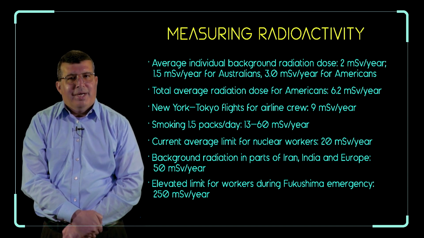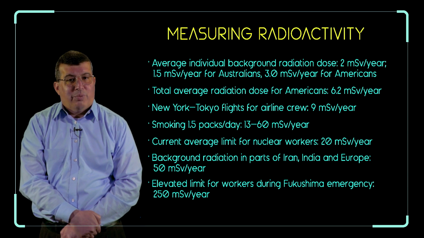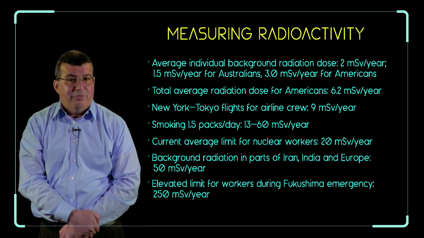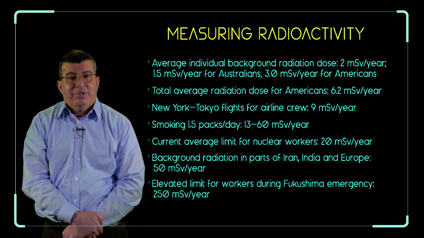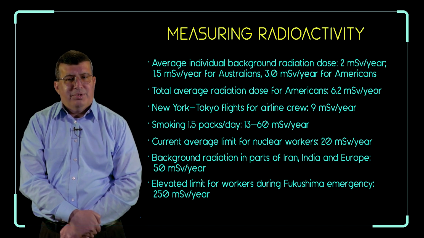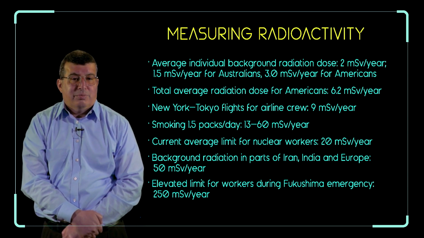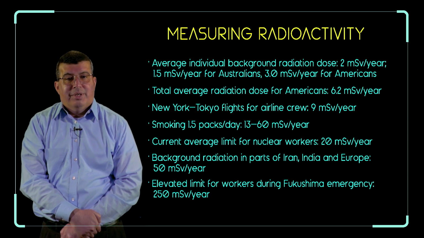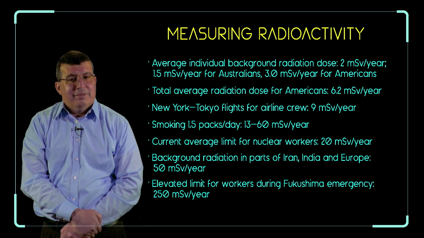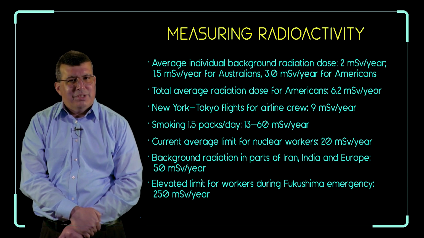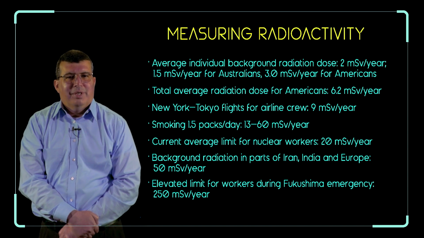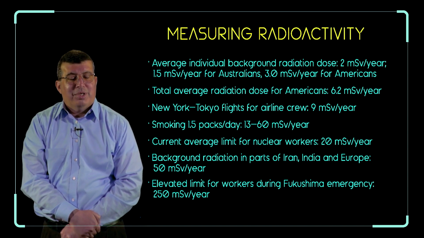I skipped one. Background radiation in parts of Iran, India, and Europe can be up to 50 millisieverts per year. This would be places where, mostly in mountainous areas, radioactive elements have been brought close to the surface. So that's radiation from the ground that can cause an elevated radiation risk. So once again, in Louisiana, that's one thing we don't really have to worry too much about. We worry about other things, but we don't have to worry too much about the background radiation.